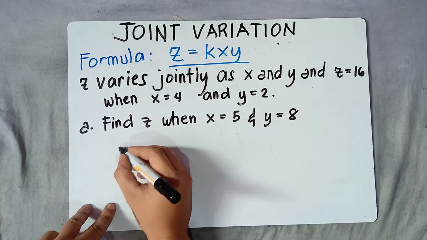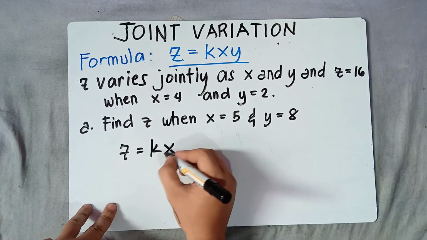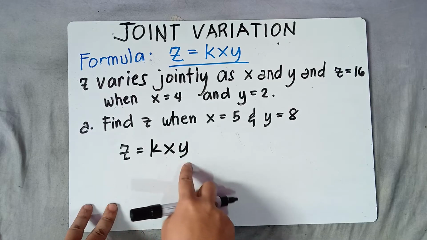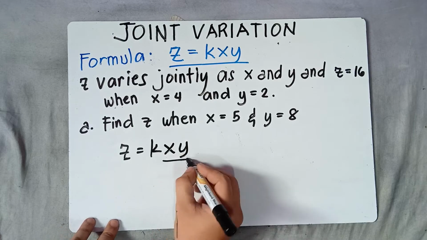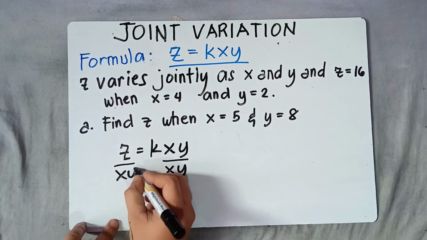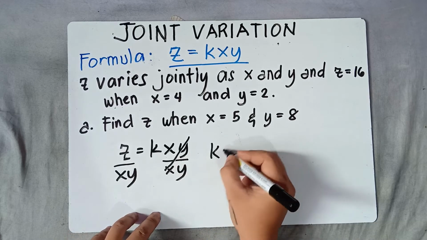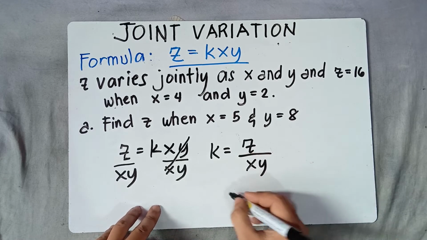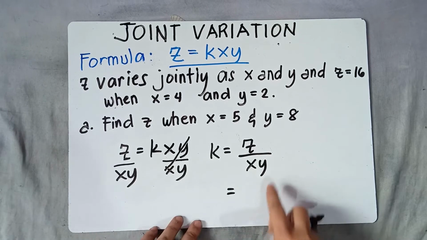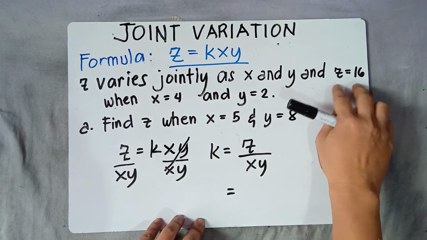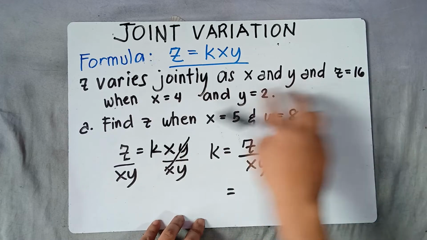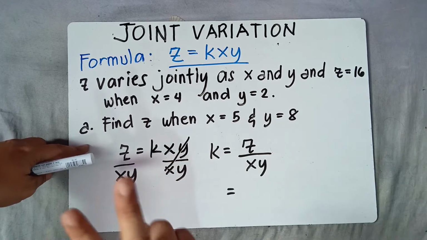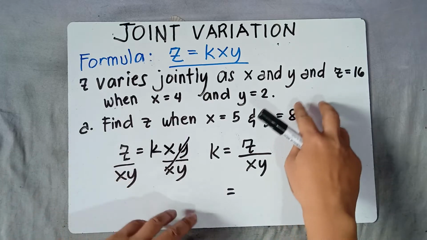So if this is the formula, z equals k times x times y, or z varies jointly as x and y. So to find k, simply divide both sides by xy. So therefore, our k equals z over xy. That's our k. And in these given numbers, the first numbers, z, 16, x, 4, and y, 2. You cannot solve, once again, you cannot solve a because we don't have the value of k and z. Two variables are unknown. So first thing is we need to get k first.